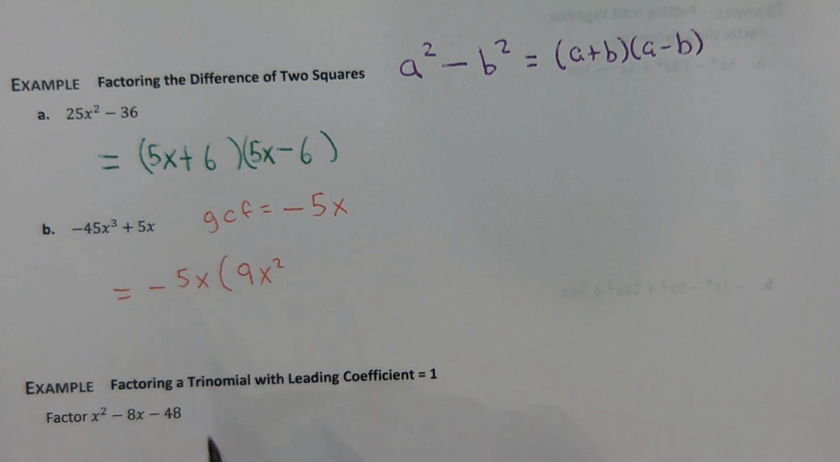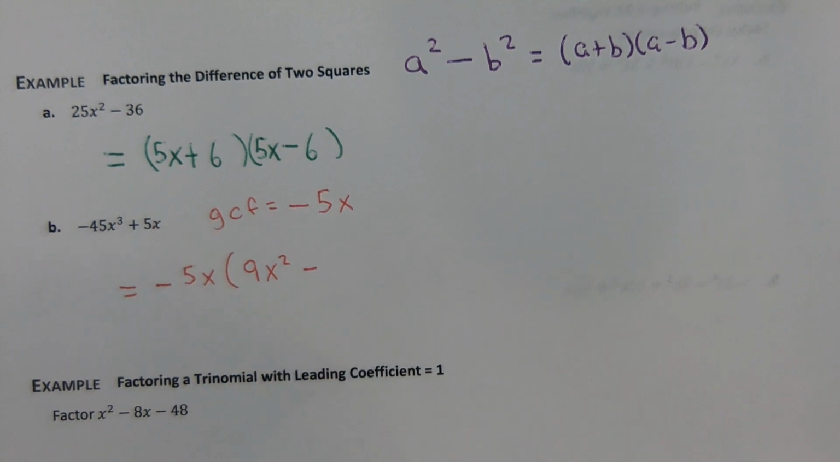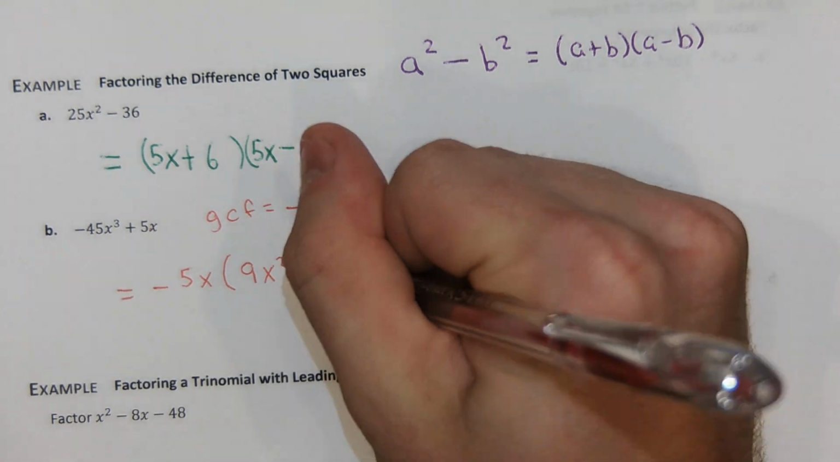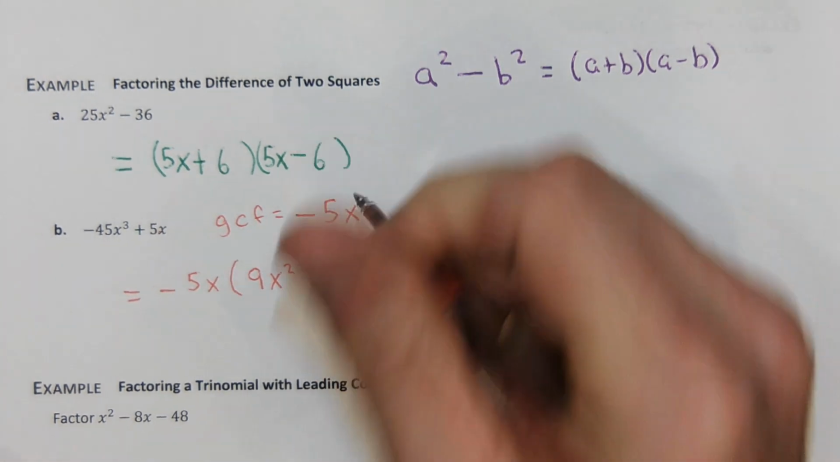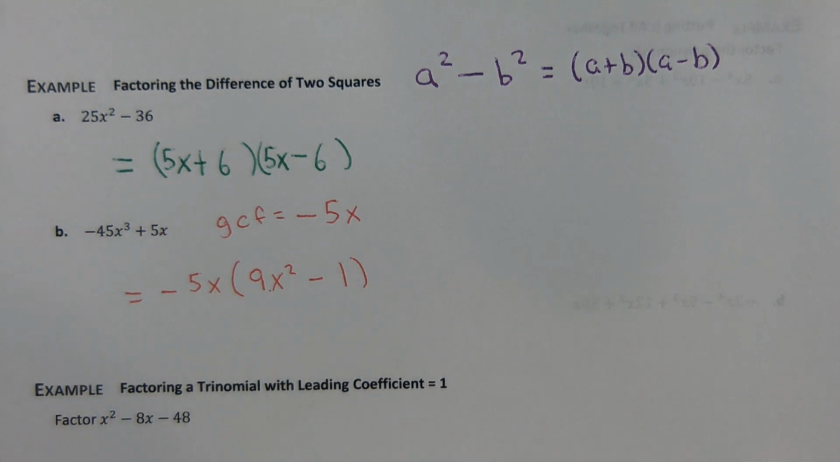5 divided by -5 is -1. There's that minus sign. And x divided by x is not 0, folks, it's 1. It's division. So this is a perfect square minus a perfect square. Yes, 1 is a perfect square. Its square root is 1.